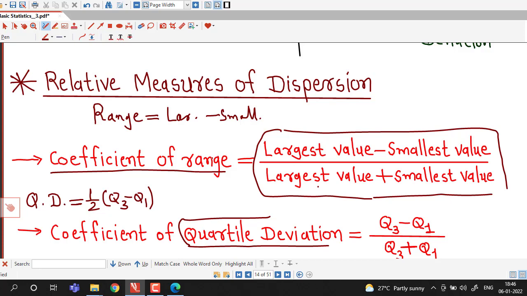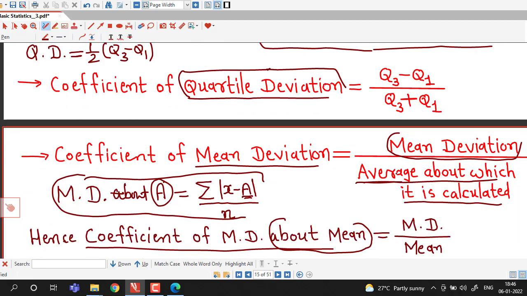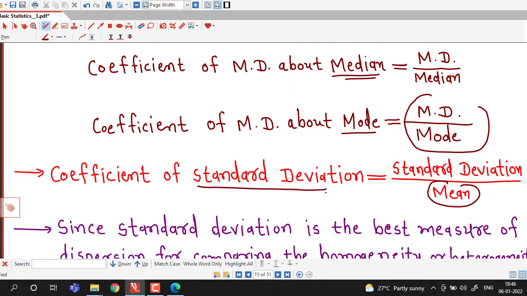Again we repeat, coefficient of range is largest value minus smallest value divided by largest value plus smallest value. Coefficient of quartile deviation equal to Q3 minus Q1 divided by Q3 plus Q1. Coefficient of mean deviation equal to mean deviation divided by average about which it is calculated, and coefficient of standard deviation equal to standard deviation divided by mean.